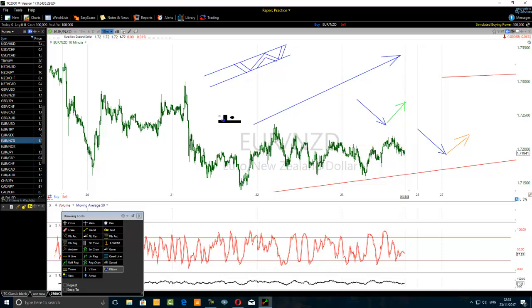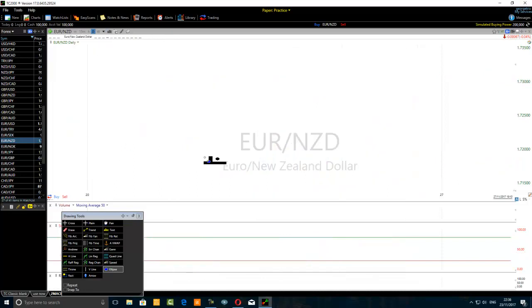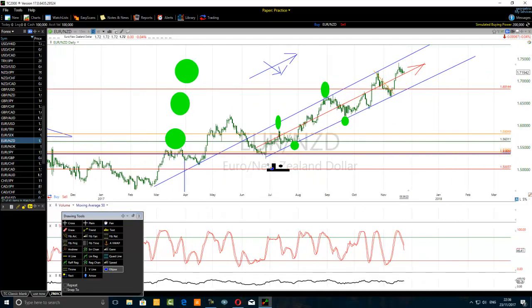Talking about a top-down trading method using the long-term trend, the medium-term trend, and the short-term trend. The medium-term trends are forming the long-term trend. For instance, on a daily chart, you see this channel here. The price went up, pulled back, went up, pulled back, went up, pulled back, went up, pulled back, went up, pulled back, but it's going up.